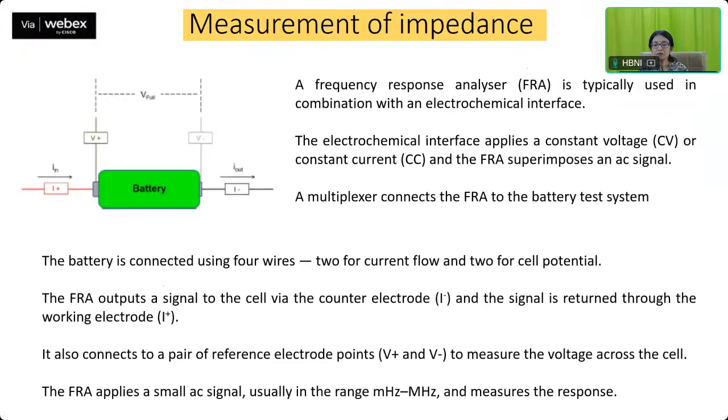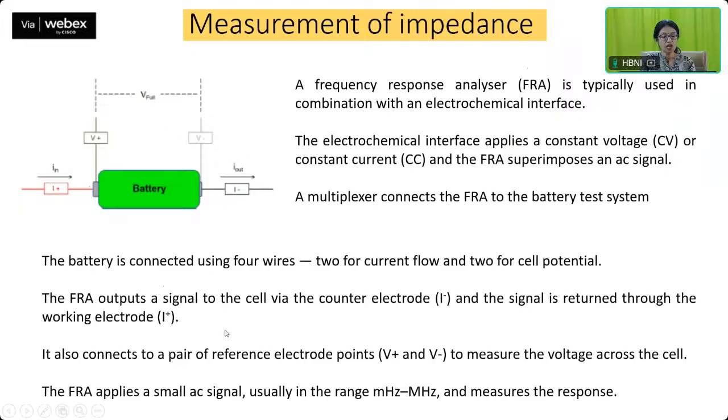So how do you measure this impedance? A frequency response analyzer is typically used in combination with the electrochemical interface. What you have over here is your battery. The electrochemical interface is going to apply a constant voltage or a constant current, and the frequency response analyzer is going to superimpose an alternating current signal. A multiplexer connects this FRA to the battery test system. The battery is connected using 4 wires, as you can see over here. 2 are used for current flow, one here and the other here, and the other 2 are used for cell potential.